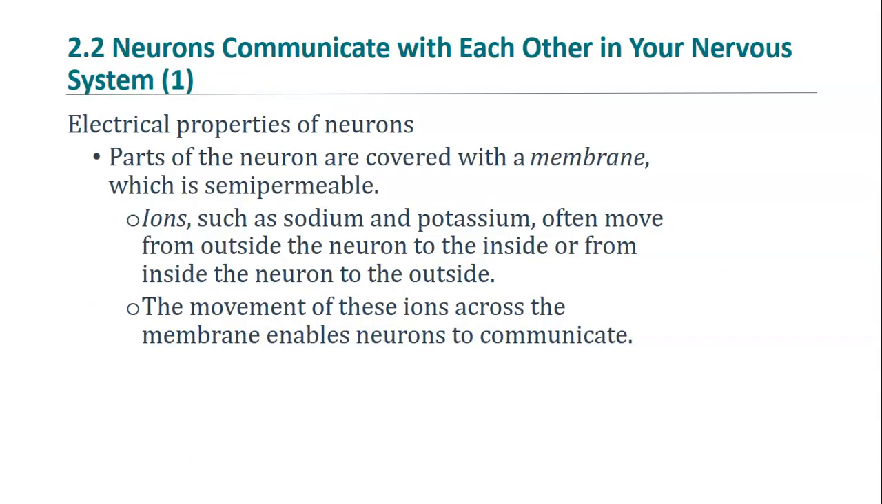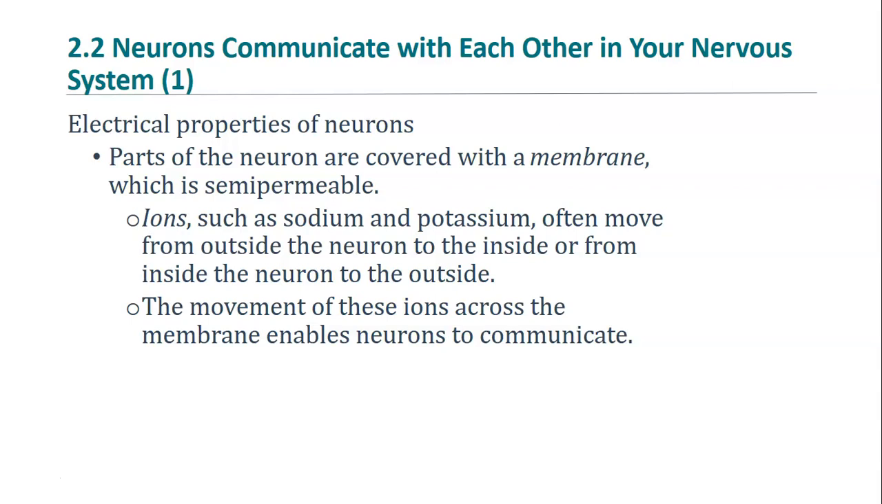The axons are covered with a semi-permeable cell membrane. This membrane allows some substances to move easily through it. Other substances require energy to move through it, and some substances cannot pass through the membrane at all.